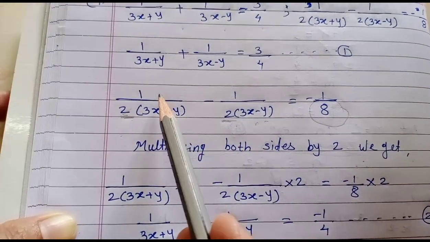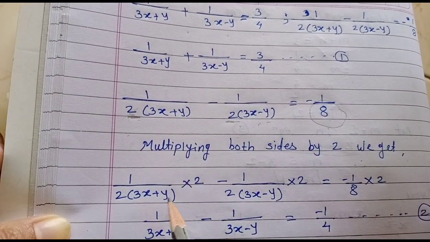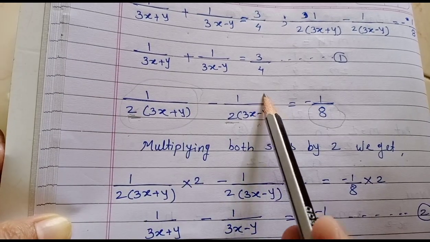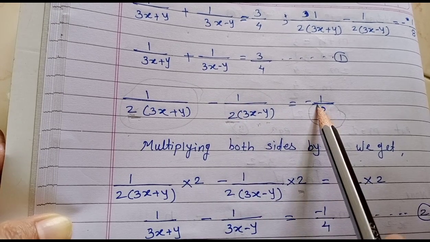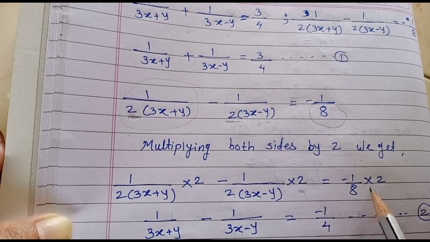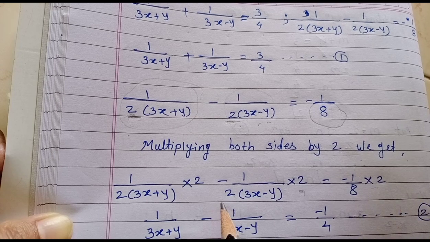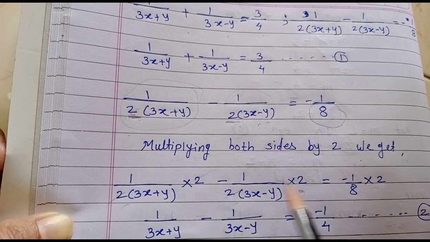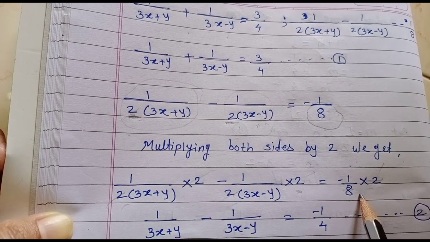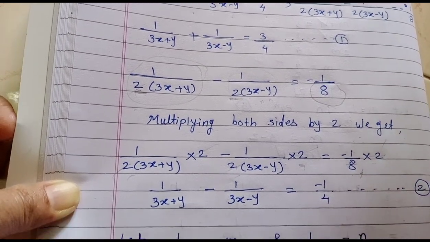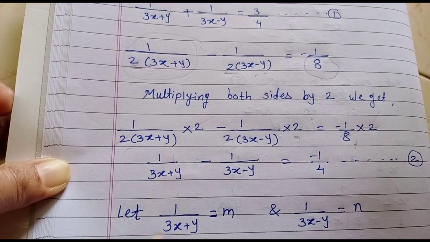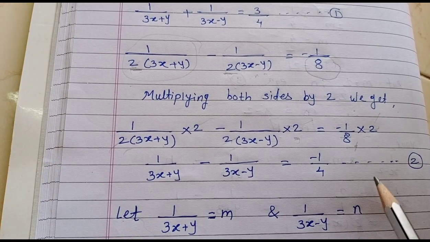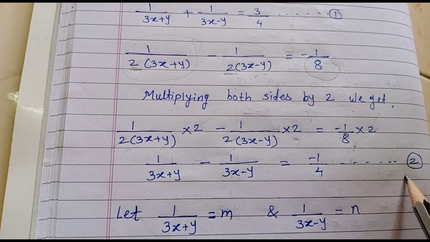multiplied by 2. Then 1 upon 2 times (3x plus y) multiplied by 2, means the first term multiplied by 2 minus the second term multiplied by 2, and on the RHS, minus 1 upon 8 multiplied by 2. Why? Because the 2s cancel. So 2 and 2 cancel, here 2 and 2 cancel, 2 1s are 2, 2 4s are 8. Okay, understand. Then the second equation here, 1 upon (3x plus y) minus 1 upon (3x minus y) is equal to minus 1 upon 4, that is your second equation.